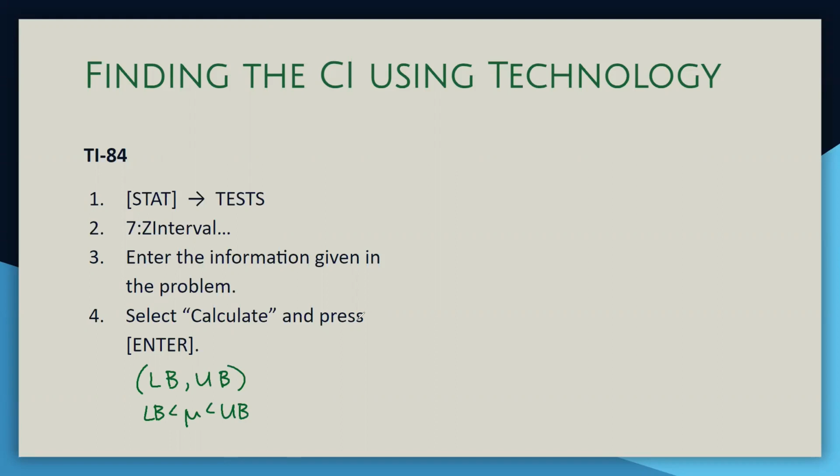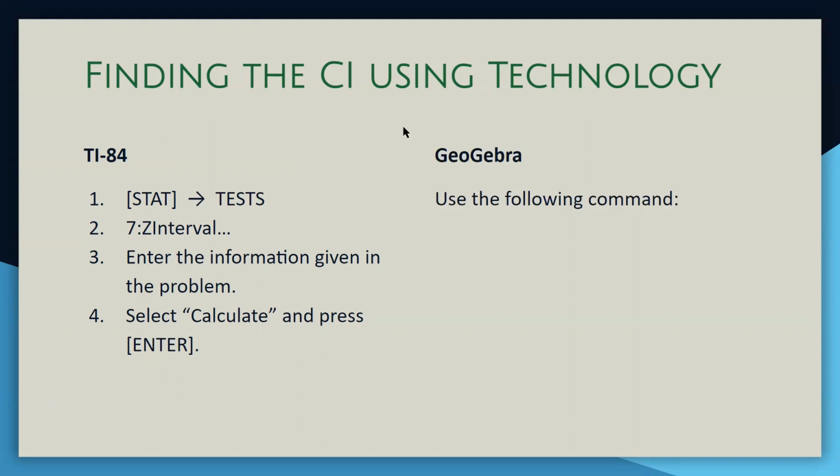The third way, which is the sample mean plus or minus the margin of error, is typically only used if you're calculating by hand. Since we're not calculating by hand, you're not going to see me use that notation. If you're on GeoGebra, it's a similar idea. You're going to use the following command.